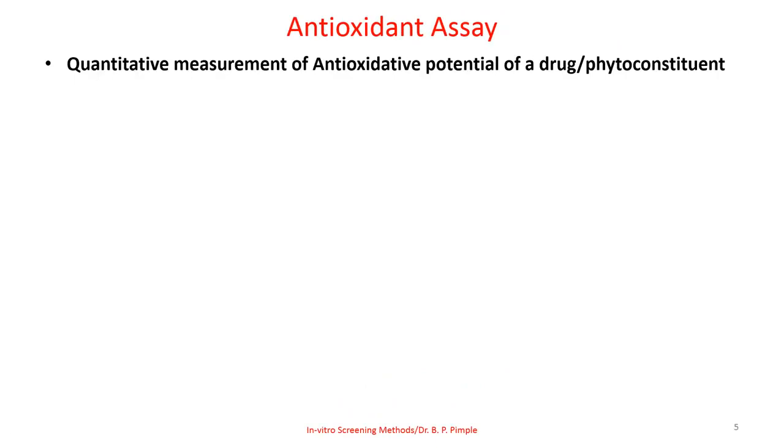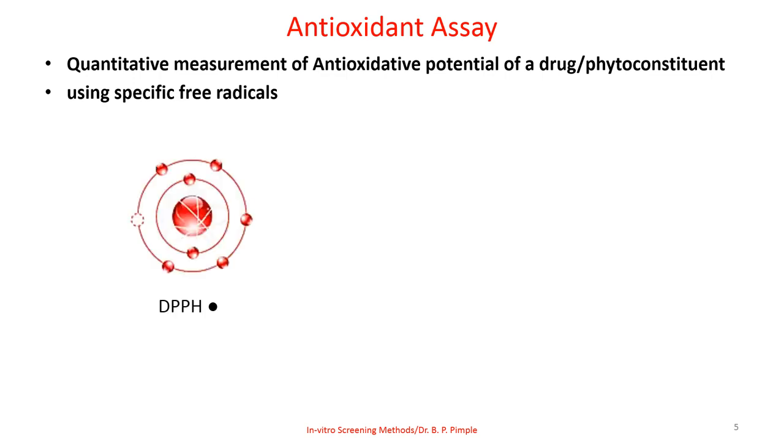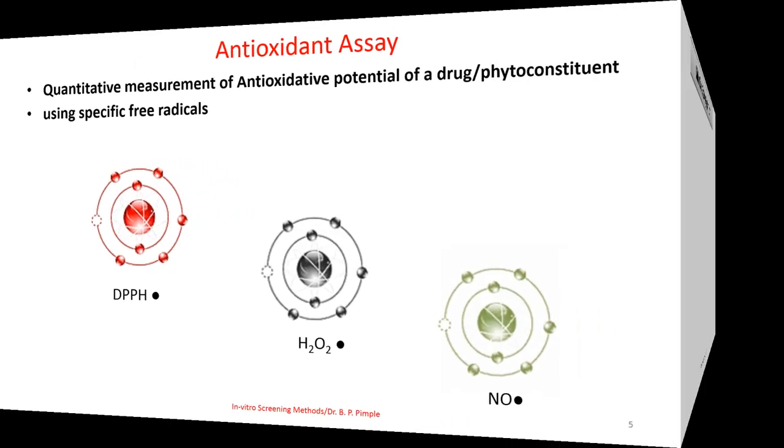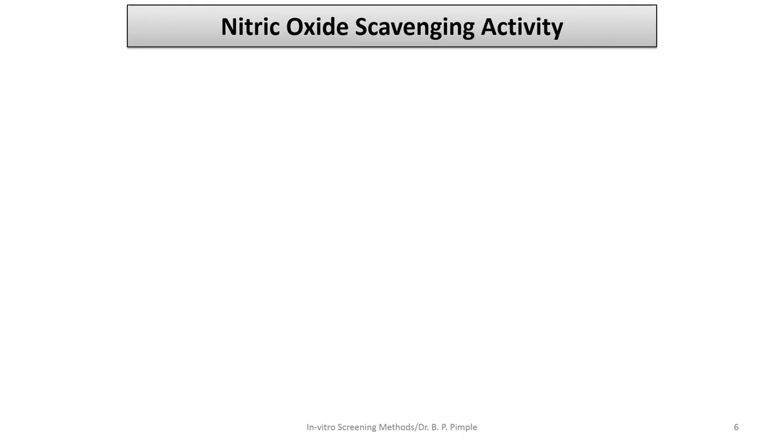Antioxidant assay means quantitative measurement of the antioxidant potential. We use specific free radicals which are available in the market, like DPPH free radical, then hydrogen peroxide free radical or nitric oxide free radical. The method for determination of the antioxidant potential of a phytocompound is the nitric oxide scavenging assay.